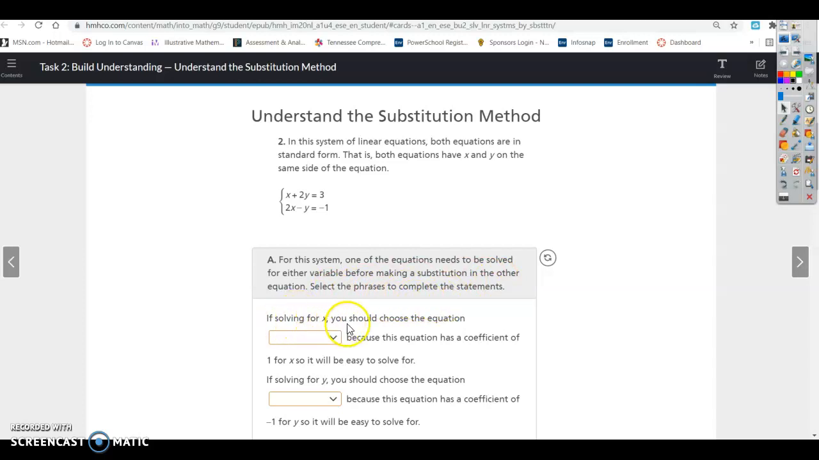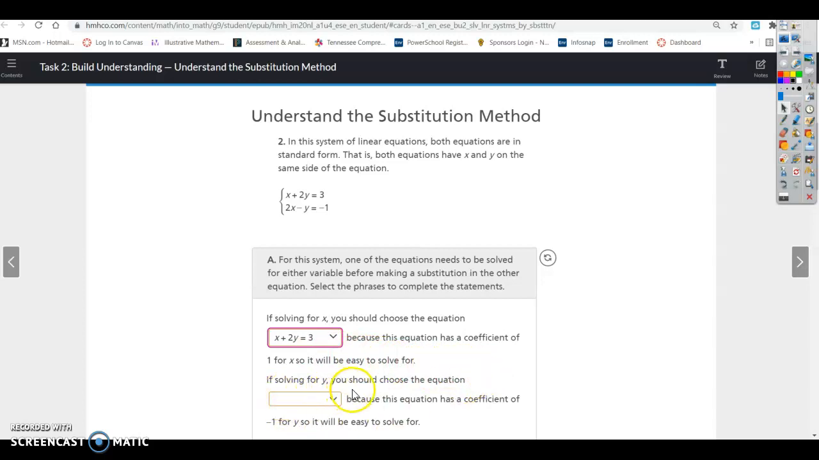If solving for x, you should choose the equation. All right, so let's look up here. This one has just x, which means that's a 1x, and this one has 2x. So if we're going to solve for x, the first equation would be easiest because of the coefficient of 1. So it says if solving for x, you should choose the equation x plus 2y equals 3 because the equation has a coefficient of 1 for x, so it will be easier to solve.